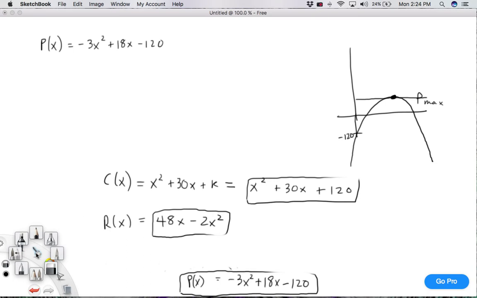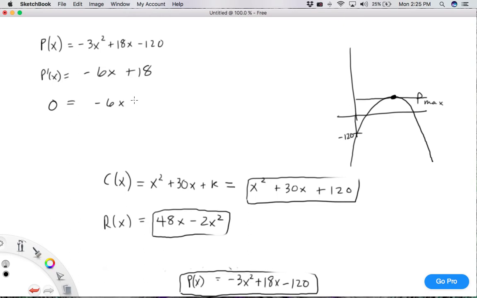So we're going to find our derivative of profit, or P prime, and that's negative 6x plus 18. And we're going to find out when this is equal to 0. Subtract 18 from both sides, divide by negative 6. It looks like x equals 3 is the answer. So that means this point right here, 3, is where the maximum profit is going to happen.